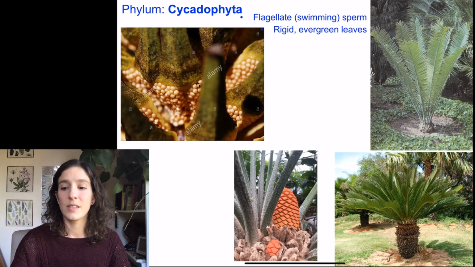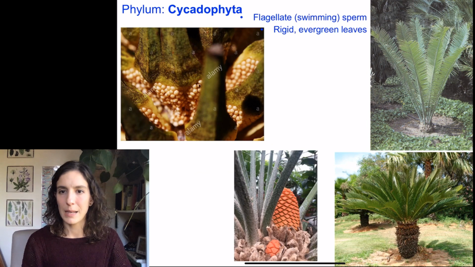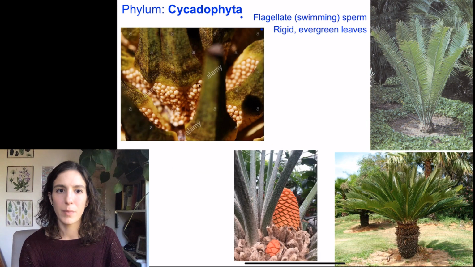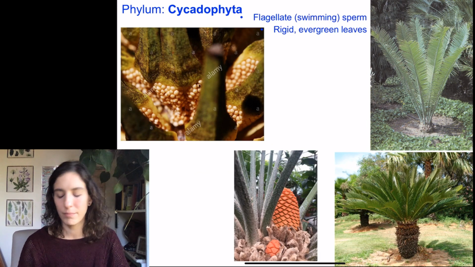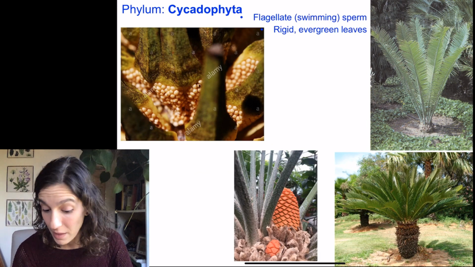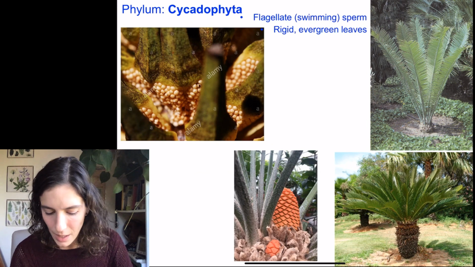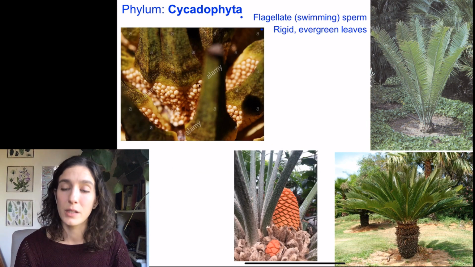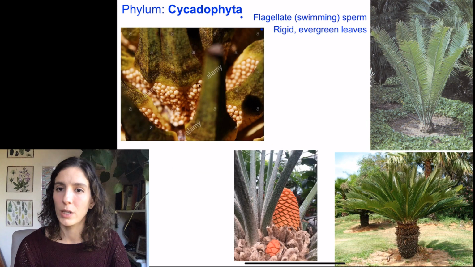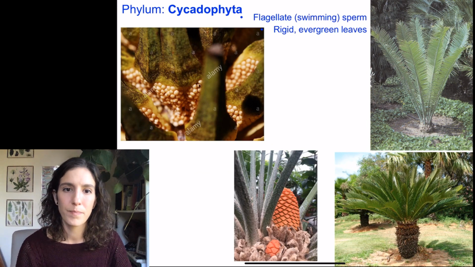Cycads. This is another phylum. Notice I don't have any genus or species names. Those were really cool examples. But for this one, there are plenty of genera and species of cycads, but I'm just showing you a bunch of them here. And they too have flagellate sperm, so they have that ancestral condition of flagellate sperm.